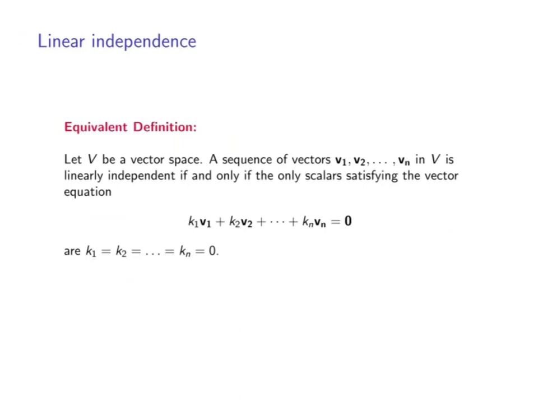We are actually referring to an equivalence definition of linear independence, as stated here. Let V be a vector space. A sequence of vectors V1 up to Vn in V is linearly independent if and only if the only scalars satisfying this vector equation is to have all the scalars K1 up to Kn equal to 0.